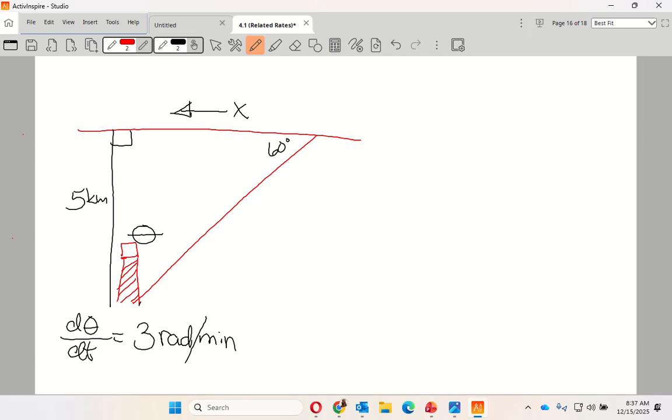Anything else I have? We could find theta. Oh, I could find theta. What is theta supposed to be? 30. Why is it going to be 30? Because that angle's 90 and then the other angle is 60. Okay.